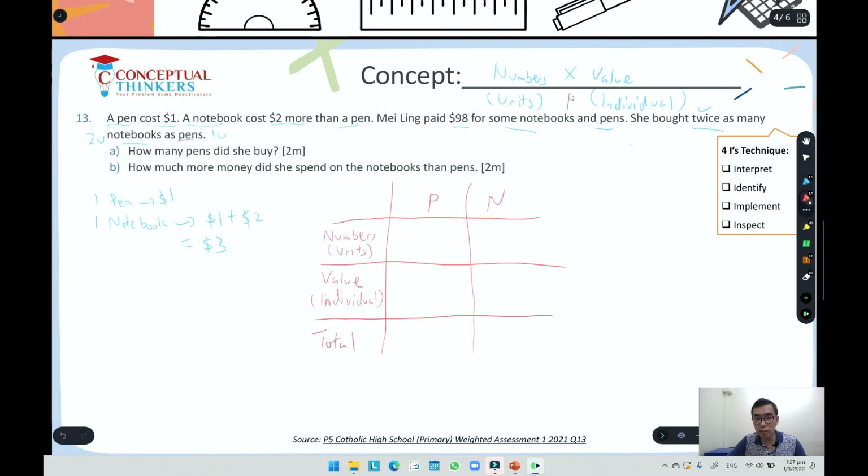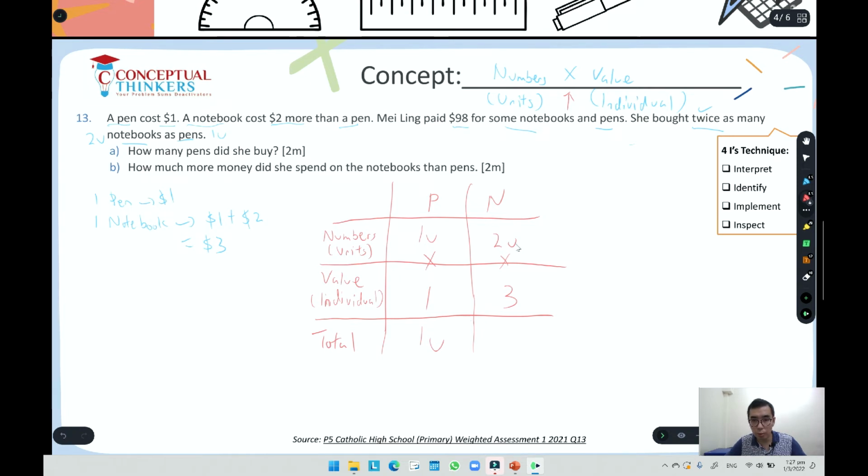Now since this is called numbers times value, when we do our calculation later, we need to do a multiplication here. The numbers here, we know that the notebook will be 2 units, so we write 2U for the notebook. Then we write 1U for the pen. Now the individual value, we know that the pen costs $1. Notice that I only put 1, I don't put the units. That is very important, so that our steps don't involve units here and can represent numbers also. For the notebook, it will be $3, so I put a 3 here. So we take 1U times 1, we will get 1 unit.